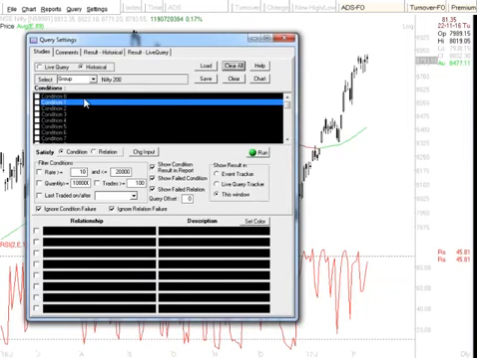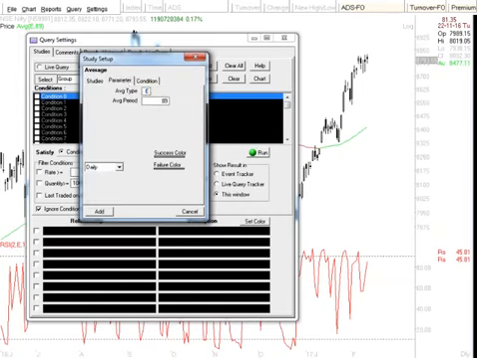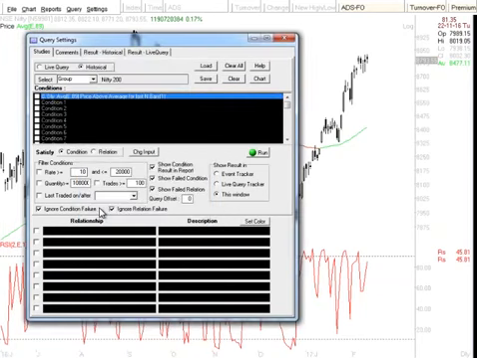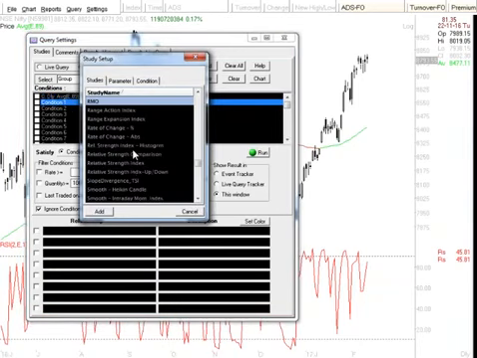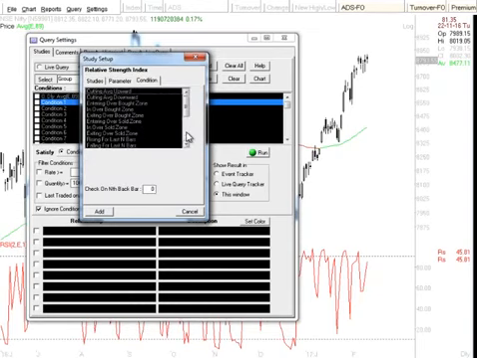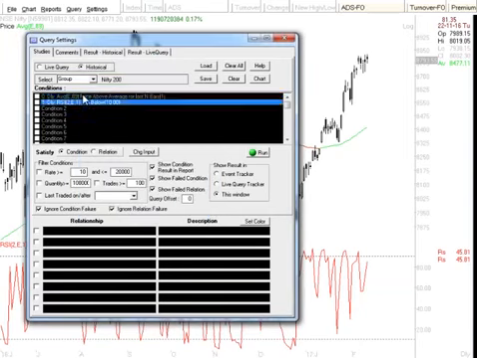Clear all. I give a condition: I go to average and set the parameter to exponential 89 on the daily chart. The condition is that prices should be above the average. If prices are above the average, I want the RSI, relative strength index, of the 2 period, and in the condition I say it should be below a threshold. Now these are my two conditions. But I want both of them combined.